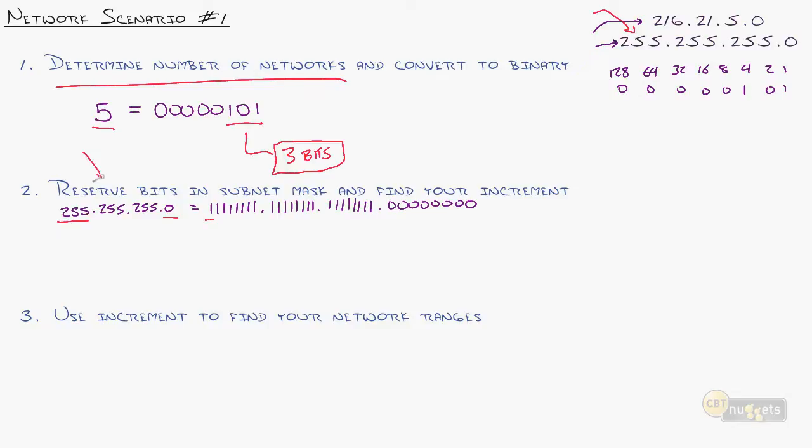So what does it mean when I say reserve bits in the subnet mask? Here's what it means. It means I pick up right where the 1s leave off, and I say I need 1, 2, 3 network bits. The rest of these can stay host. I can't get 5 networks with any less than 3 bits, so I'm going to add 3 more network bits onto there.